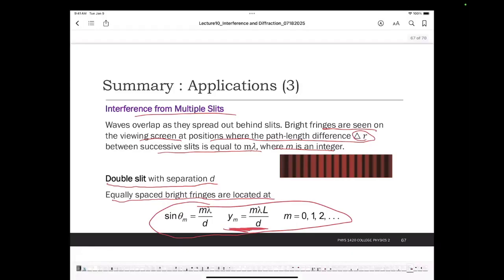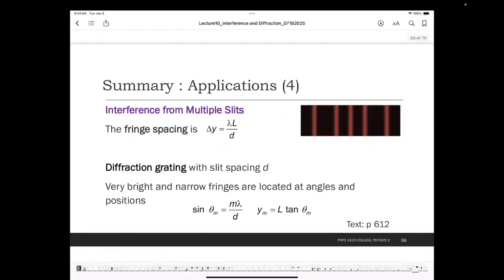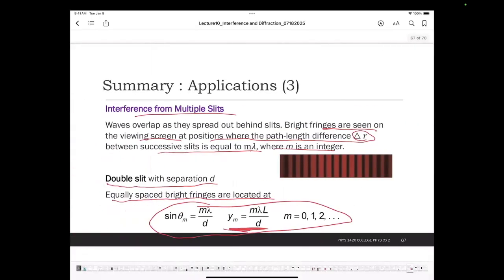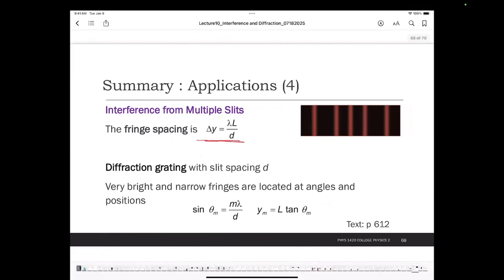We have talked about it. And then we talk about interference from multiple slits. The fringe spacing is this one. We just got it from these things. And the diffraction grating with slit spacing d: very bright and narrow fringes are located at angles and positions. We can use this equation.